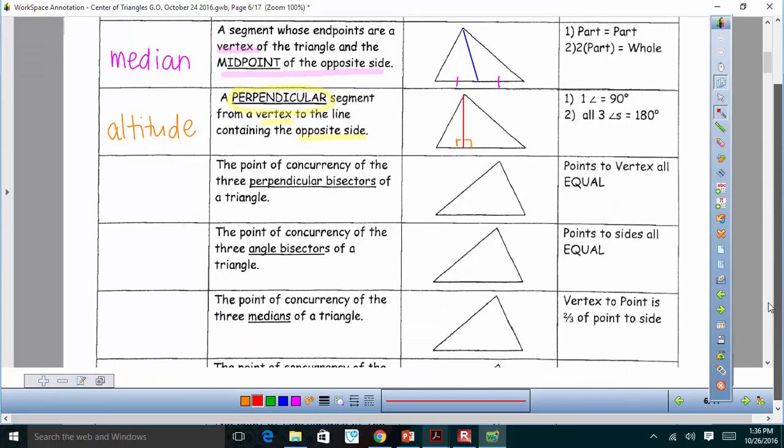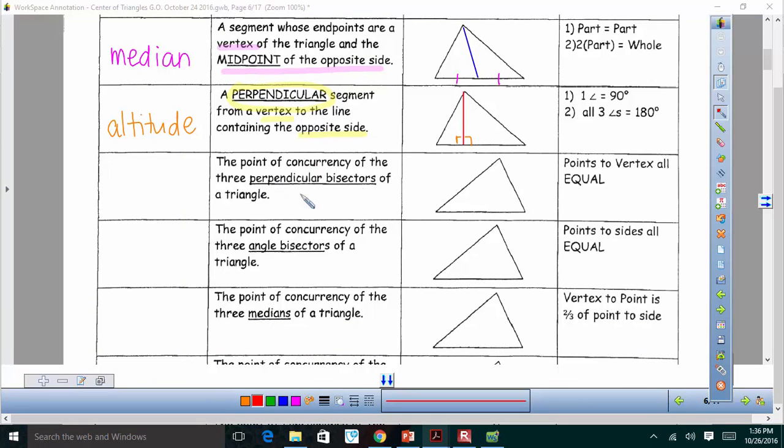Okay, do we remember the point of concurrency that goes with perpendicular bisector? What is that? Circumcenter, very good. Okay, so again, just like the picture above, we want to draw our perpendicular bisectors. So I always start at the midpoint and go straight up from each side.